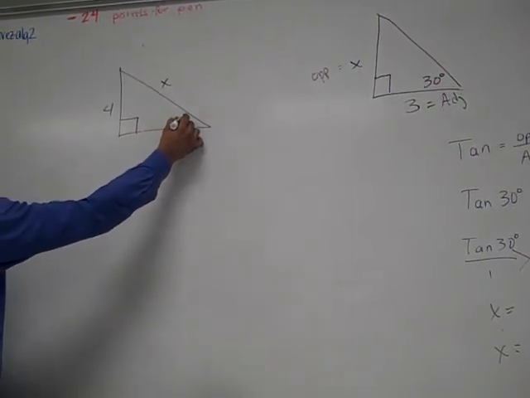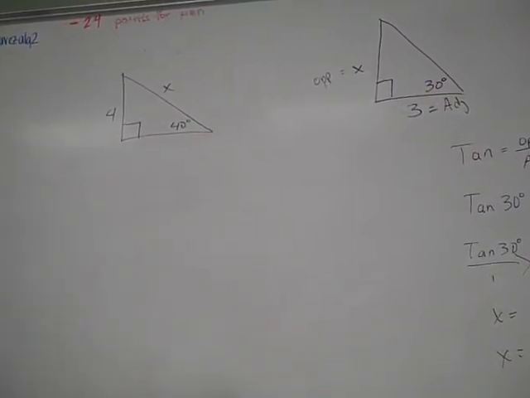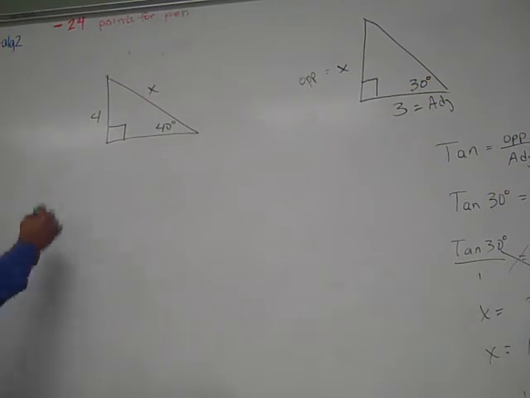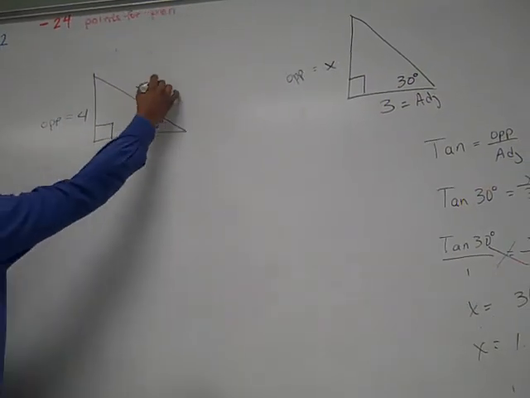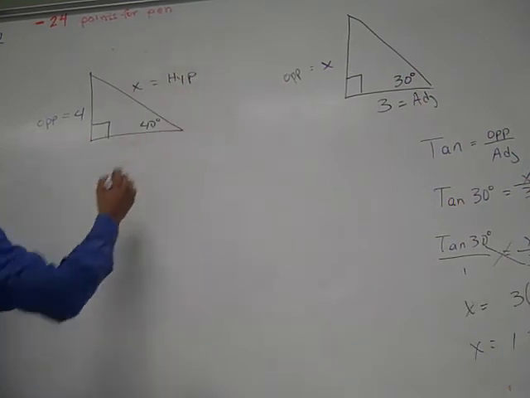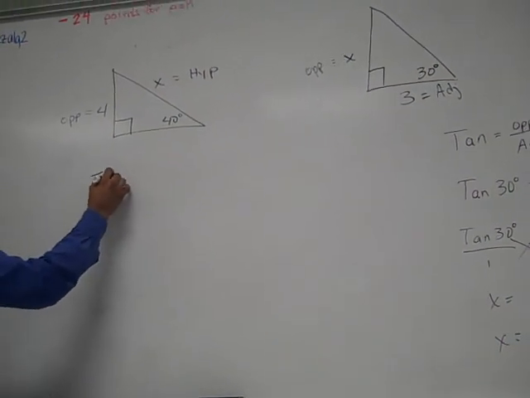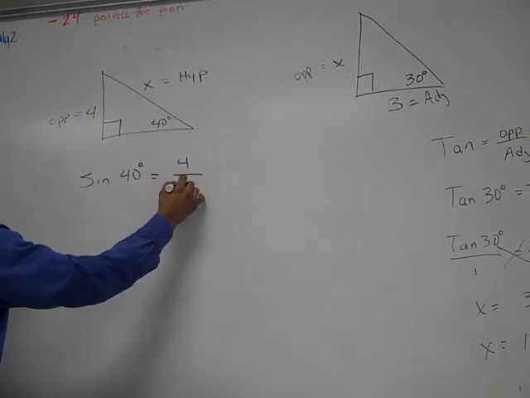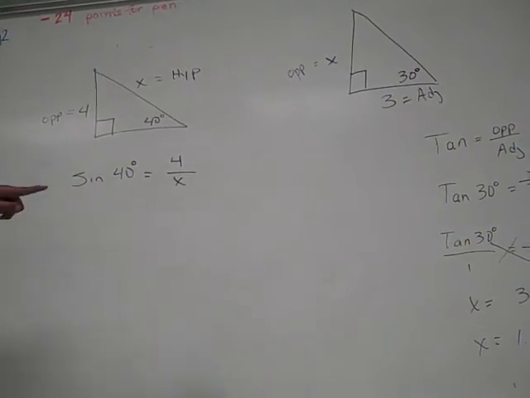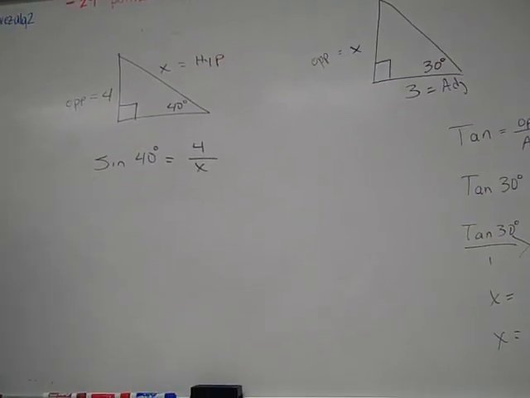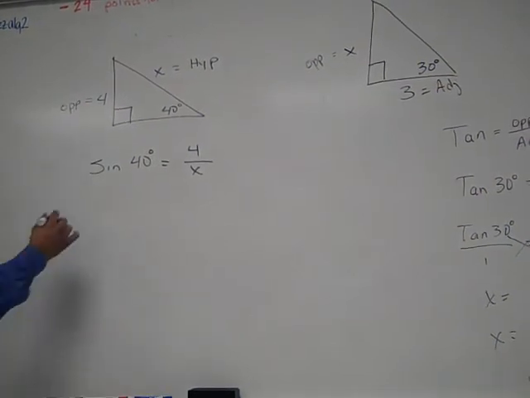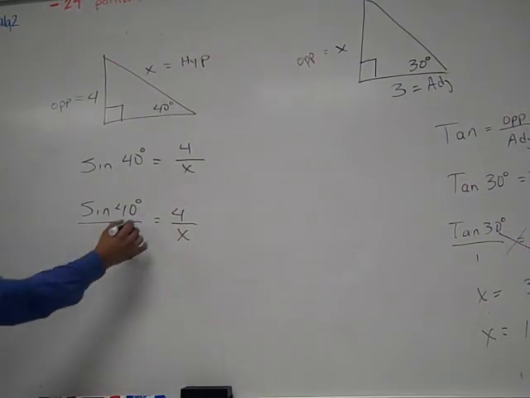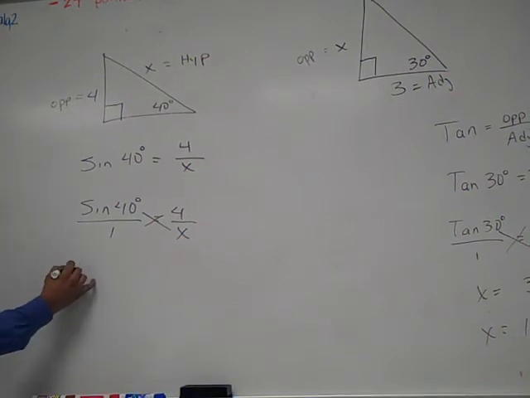Looking at 40 degrees. What sides do I have now? Raise your hand. Do not yell out. Opposite and hypotenuse. Okay, opposite. And this is the what? Hypotenuse. And what trig function goes with this? Sine. So I have sine 40 degrees is equal to 4 over x. Very good. Now what's the next step? Looking at the previous one. What do I have to do first before I get it by itself? Before I can cross multiply, I still got to put this over 1.